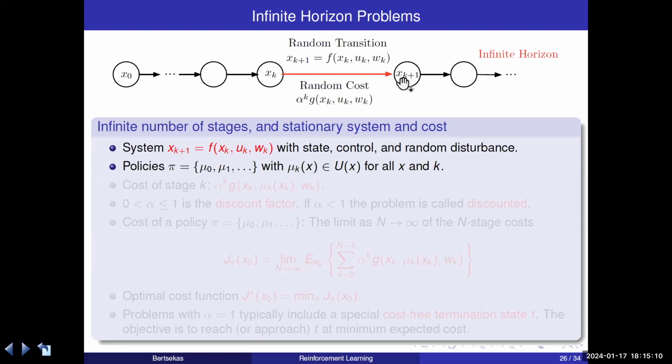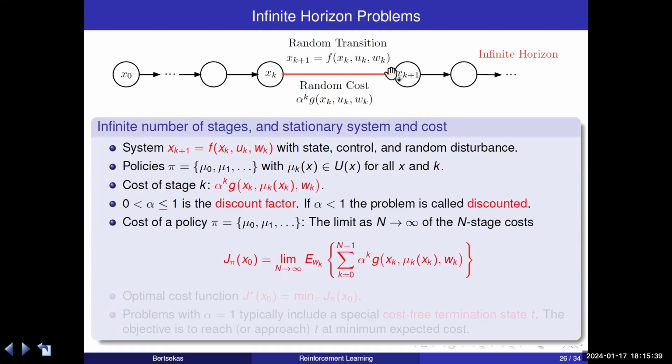It's like the stochastic dynamic programming problem over a finite horizon, except that the number of stages is infinite. The control goes on for an infinite number of stages. There is a system involved here. The system is stationary. F does not depend on k. That's important in infinite horizon problems. And we consider again policies, one policy, one control function for every stage. And the cost of each stage is determined by a function g that is similar to the finite horizon case, but is also weighted by some alpha to the k.